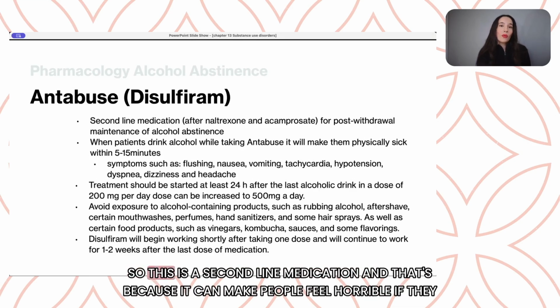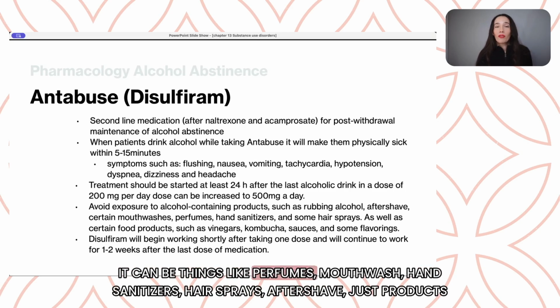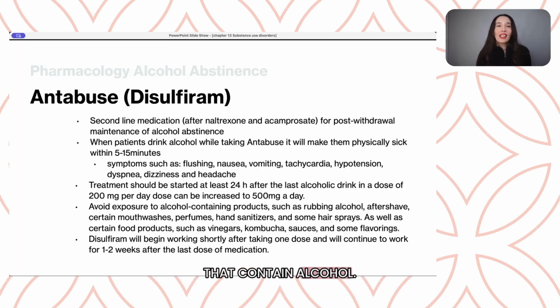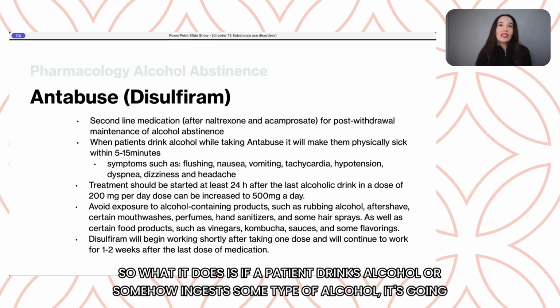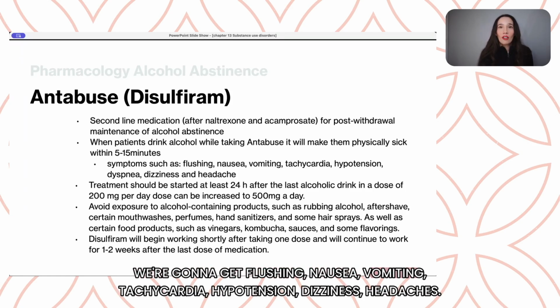And then we have Antabuse. So this is a second-line medication, and that's because it can make people feel horrible if they consume alcohol, which doesn't even have to be an alcoholic drink. It can be things like perfumes, mouthwash, hand sanitizers, hairsprays, aftershave, just products that contain alcohol. So what it does is if a patient drinks alcohol or somehow ingests some type of alcohol, it's going to make them feel physically sick. They're going to get flushing, nausea, vomiting, tachycardia, hypotension, dizziness, headache.